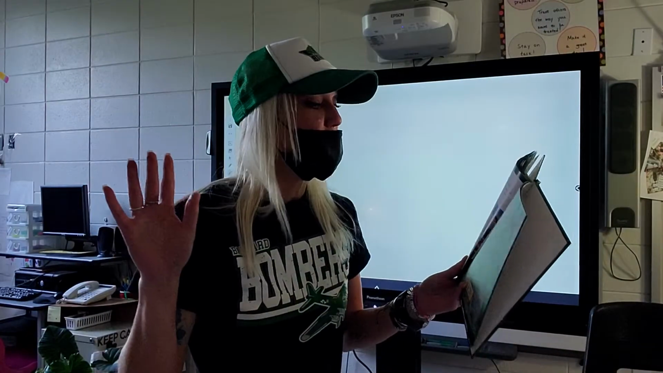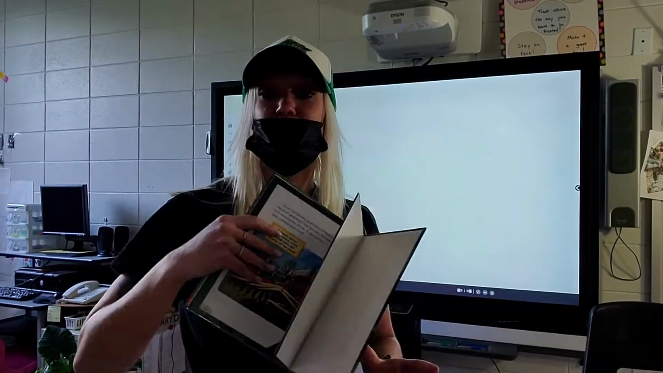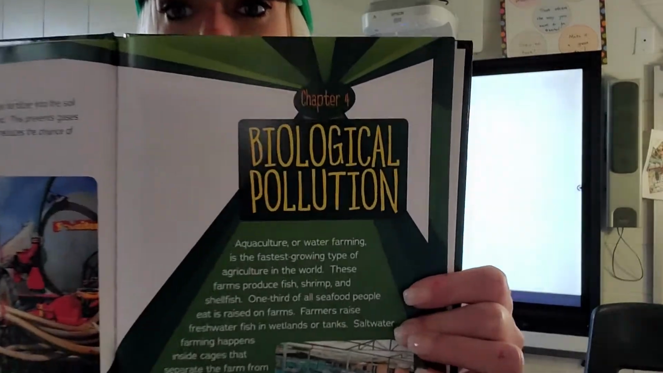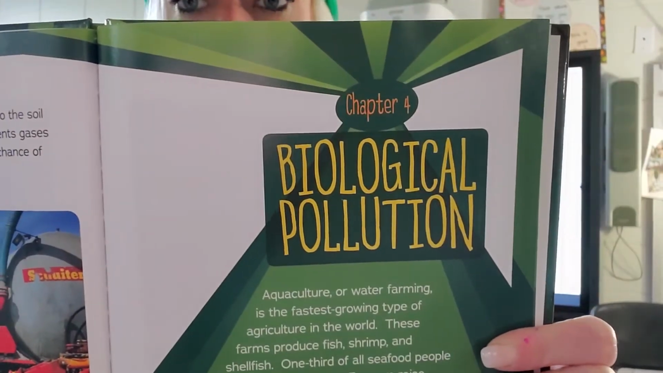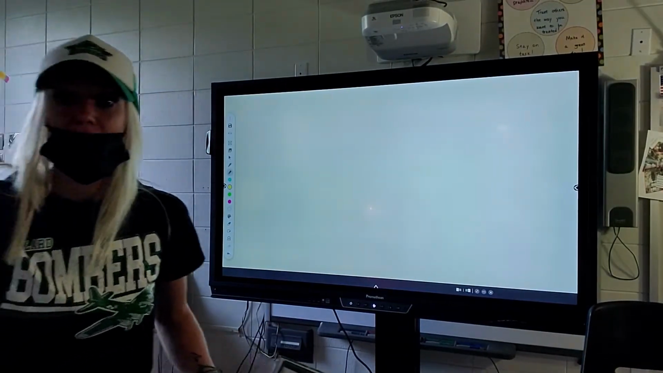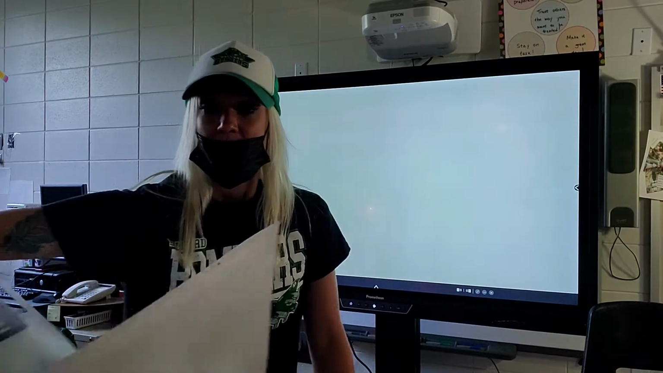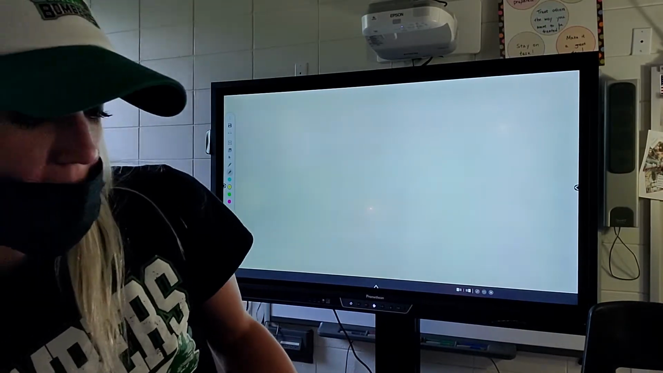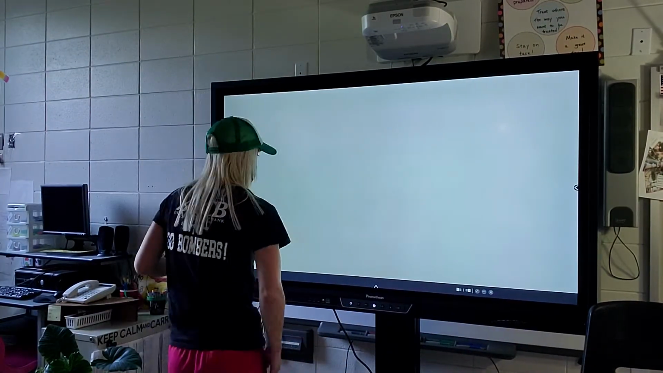Hello everybody, today we are going to do our number 3 pollution. Biological pollution is going to be our main idea today. So at the top of your poster board, which we all have here, our big piece of paper here at school, we are writing biological pollution as our main idea.